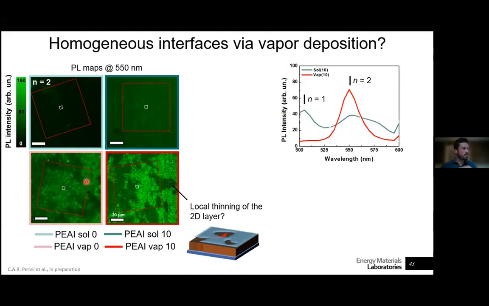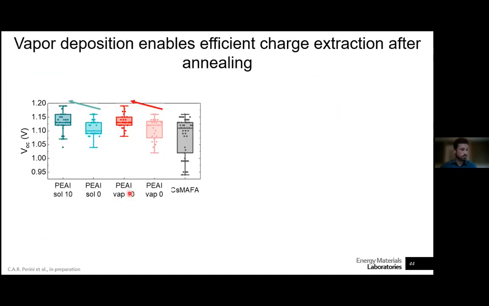Via vapor, instead, we do observe some heterogeneity, which becomes more clear and visible after a short annealing of 10 minutes at 100 degrees Celsius, suggesting possibly heterogeneities in the thickness of this layer, but still a full coverage of the 3D perovskite bulk. And possibly pointing at an extraction in this case, which might be driven by thinner parts in the layer, which still allow charge extraction.